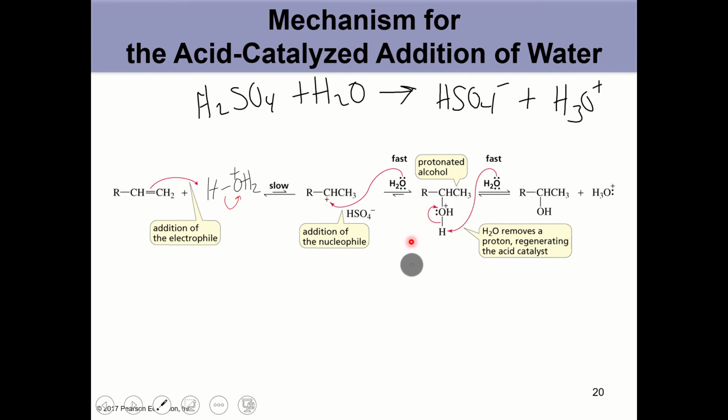This product is not stable. A second molecule of water will remove a hydrogen from the protonated alcohol group, and the bonding electrons of O to H will break and go back to the oxygen. This results in the formation of the alcohol product and hydronium ion regeneration. So hydronium ion in this case is our catalyst.